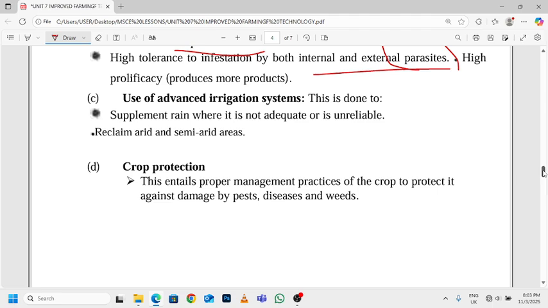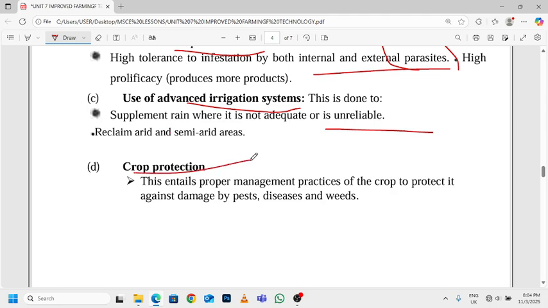Another example of an improved technology is the use of advanced irrigation systems. Instead of carrying water in buckets, you can use the advanced systems, okay? Those irrigation systems will help to supplement the rain where it is not adequate or is unreliable. In places where the rain is not reliable and comes in small amounts, you can use methods of irrigation.